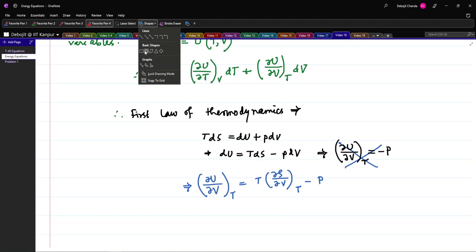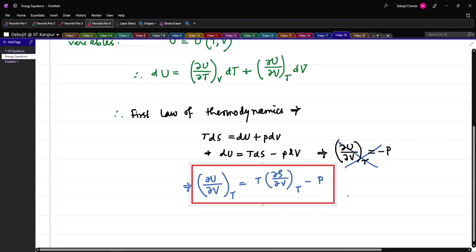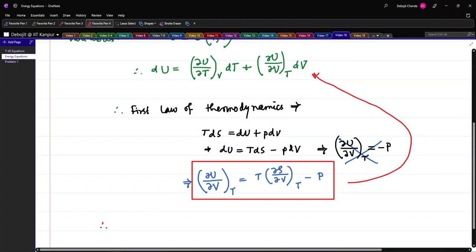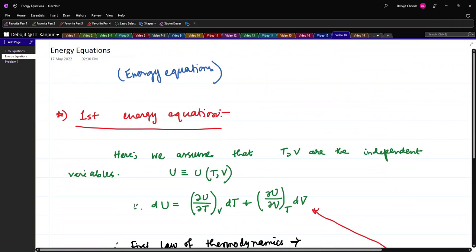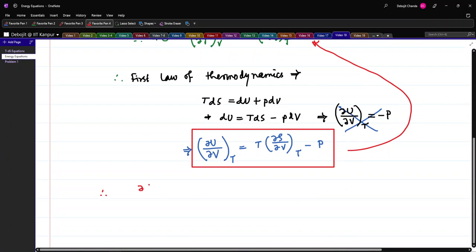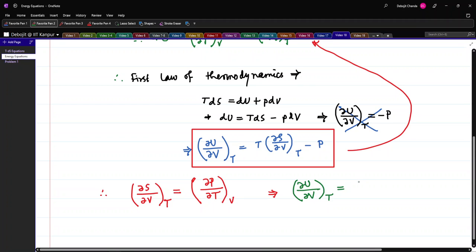So we can put a box around this equation and we will use this one in this equation. But before doing that, we can identify that del S del V at constant T can be rewritten using our Maxwell relation, which will be del P del T at constant V. So we are going to plug this form in this expression and we'll obtain finally del u del v at constant T equal to T del p del T at constant V minus p.